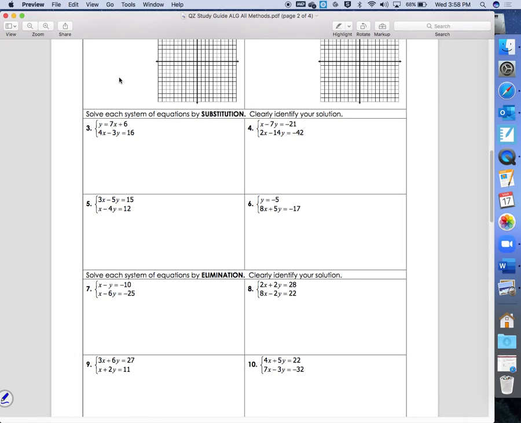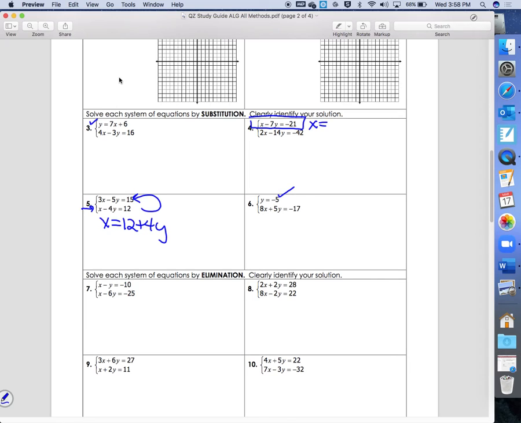Looking at these really quickly, here the y is already isolated for you in the first equation. In the second system, or system number 4, I would isolate the x. And in system number 5, I would isolate the x right here. That would just be 12 plus 4y, and then make a substitution into the first equation. Here, that's already isolated for you.